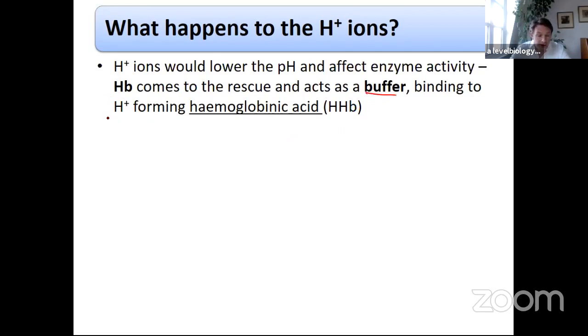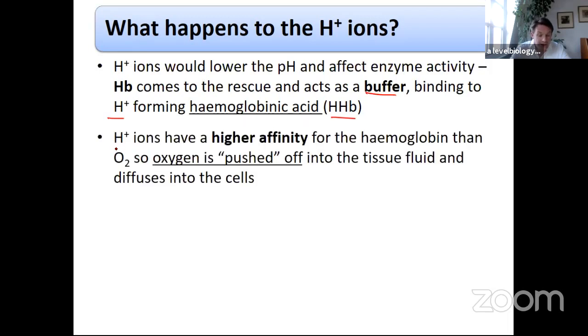It absorbs the hydrogen ions, forming haemoglobinic acid, HHb. The hydrogen ions change the affinity of hemoglobin for oxygen. So they change the shape of the hemoglobin molecule because they bind to the amine group, the N-terminus group, and to, I think it's the histidine amino acids in the beta globin, and that changes the shape of the hemoglobin so that oxygen comes off. So it's lowering the affinity of hemoglobin for oxygen. And that oxygen comes off, goes into the tissue fluid, then diffuses into the cells.